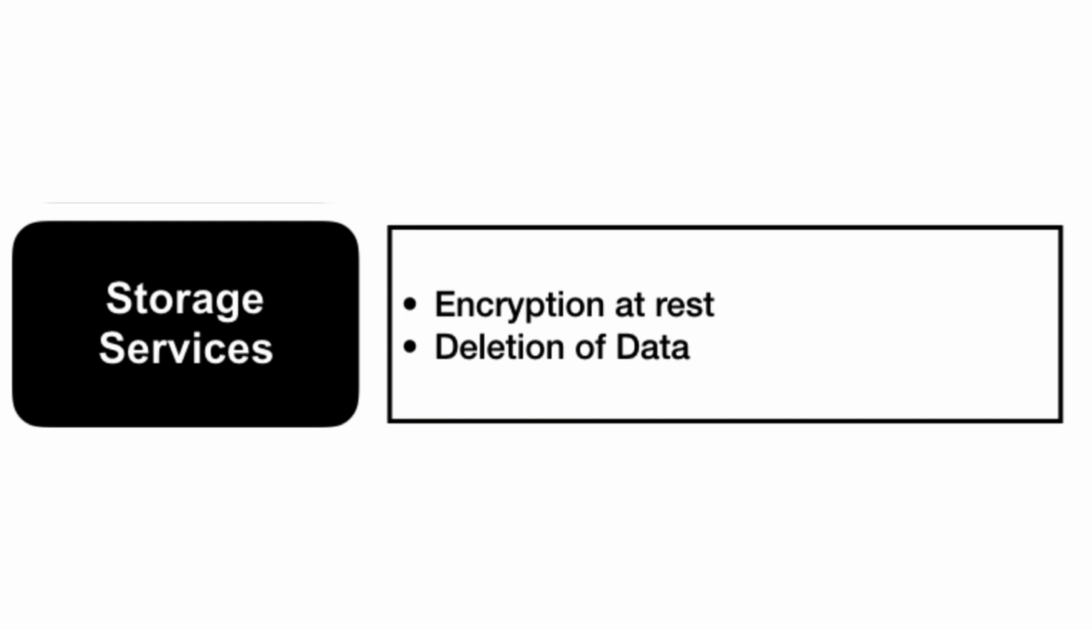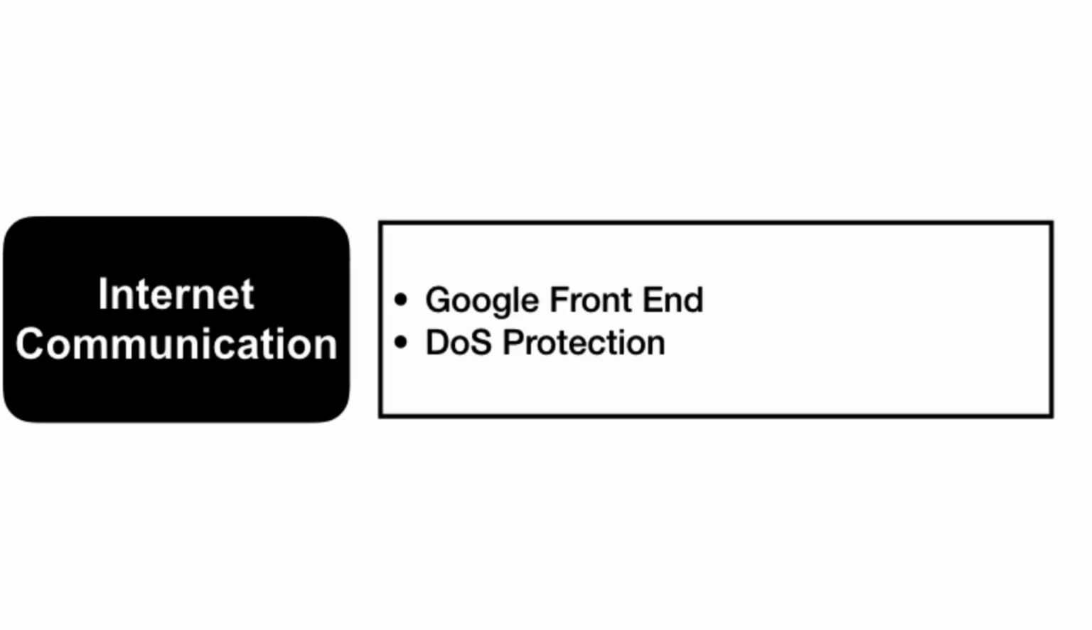Google also extends hardware encryption support to hard drives and SSDs. At the internet communication layer, Google services accessible on the internet employ robust security measures. They register with the Google front end, ensuring all TLS connections are secured with public-private key pairs and X.509 certificates from certified authorities, CAs. Additionally, this layer incorporates protections against denial of service, DOS, attacks.